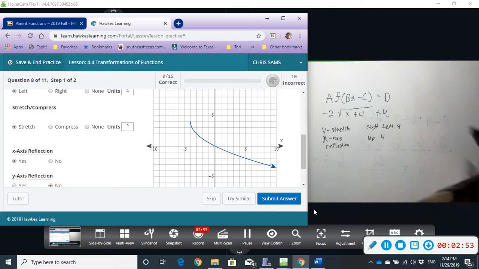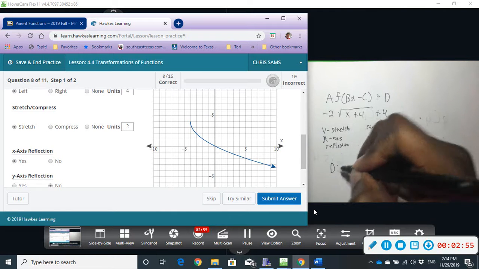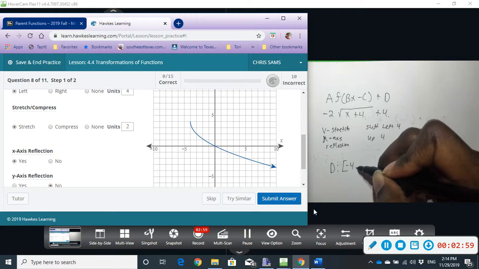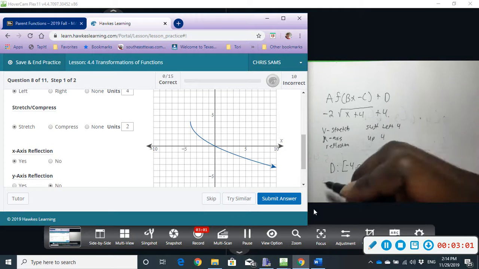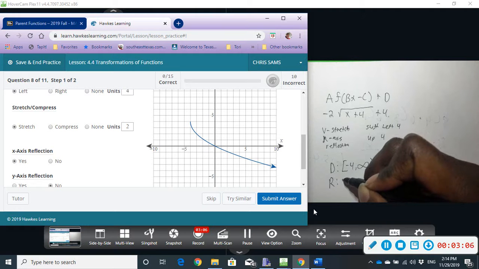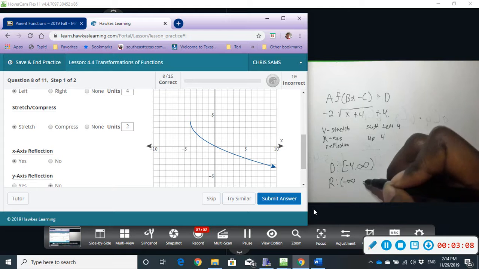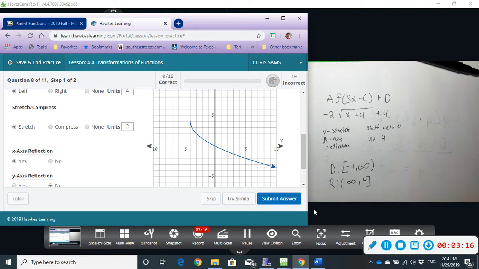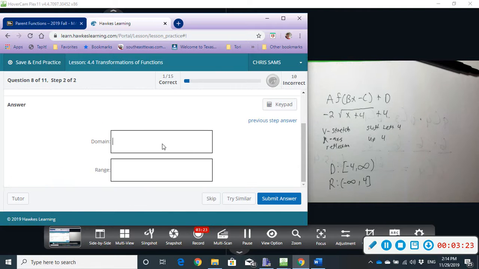So I'm going to go ahead and write that down. Domain goes from -4 to positive infinity, and then the range is going from negative infinity up to positive 4. Okay. You always have to put the smaller end first up to the higher end. Okay. So the first part with the reflections and translations, and then now our domain and range.